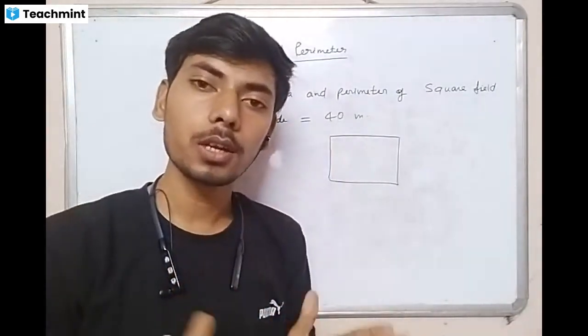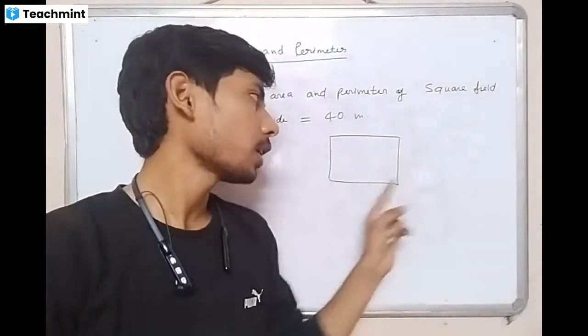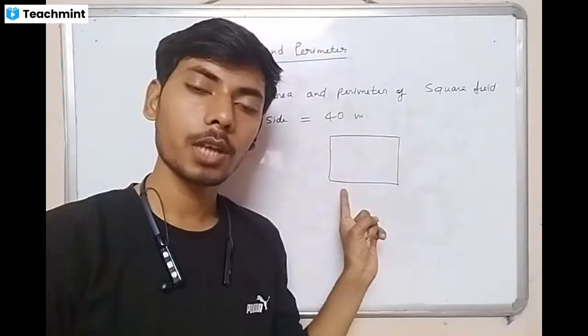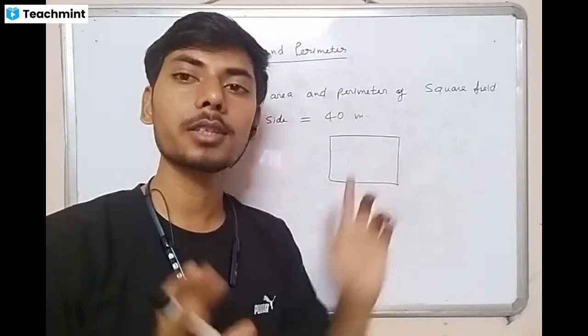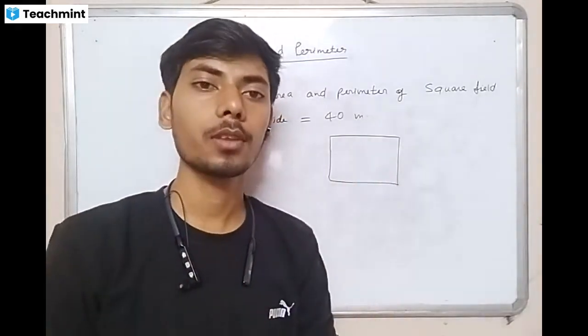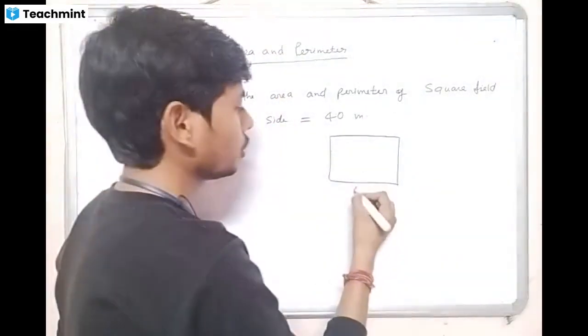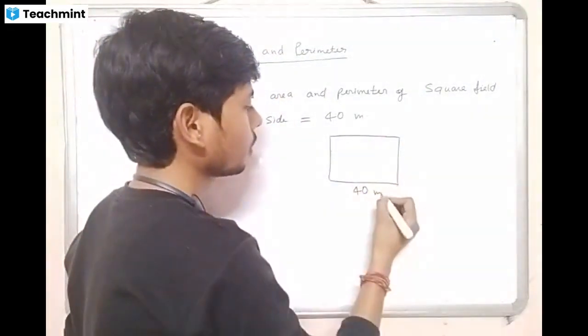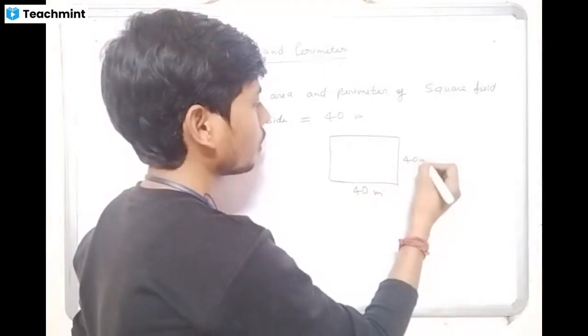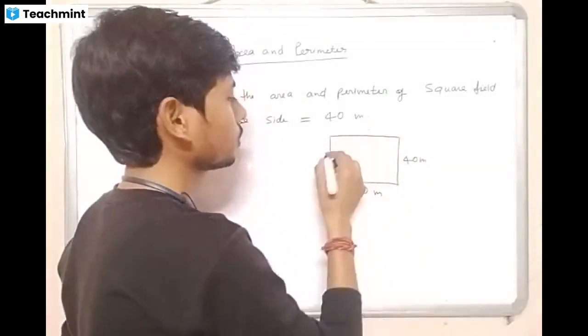And we already know that in a square, all sides are equal. If one side is 40, it means all sides are 40 meters. I hope you know this. So in the question, 40 meters is given, so this will also be 40 meters. This also, this also.